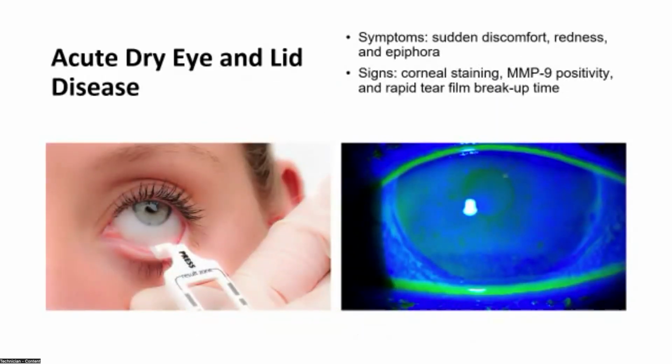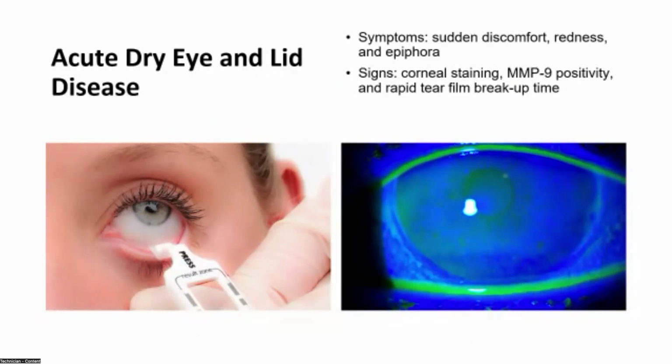So let's talk about acute, because that's something that is less common. I would say chronic, most of the dry eye we're seeing is chronic. So let's talk about acute real quick. This would be a patient who has symptoms. So sudden discomfort, redness, epiphora.